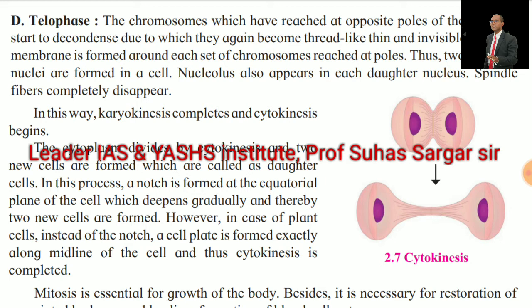Telophase. The chromosomes which have reached the opposite poles of the cell now start to decondense, due to which they again become thread-like, thin and invisible. Nuclear membrane is formed around each set of chromosomes at the poles. Thus, two daughter nuclei are formed in a cell. Nucleolus also appears in each daughter nucleus. Spindle fibers completely disappear. In this way, karyokinesis completes and cytokinesis begins.